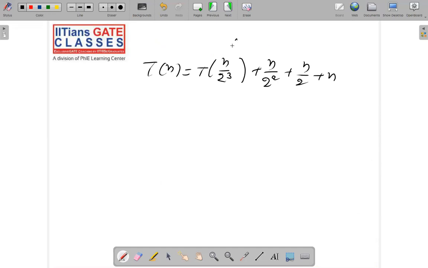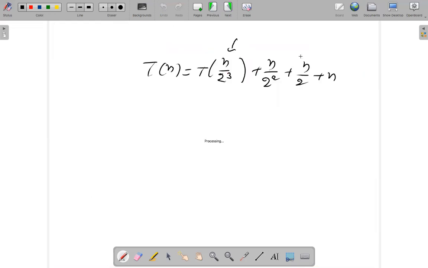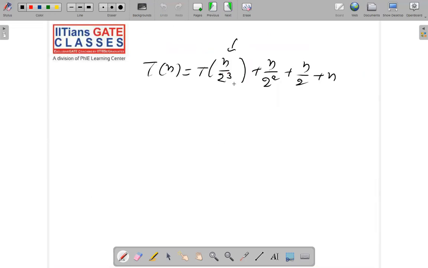So we will keep on doing this step till this value reaches the base condition. The base condition is n equal to 2, n equal to 1. Whenever we iterate this step, the power of 2 increases by 1, and here we have added one more value. In the denominator, the power of 2 is basically 1 lesser compared to this one.